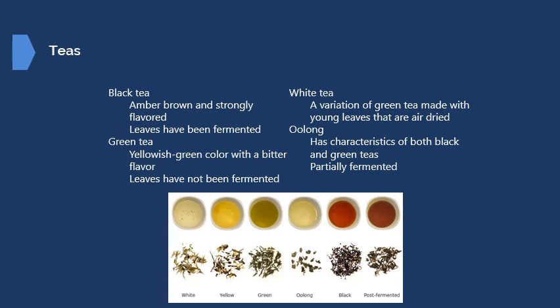There's various different tea qualities, from the black tea that we're very familiar with to green tea, white tea, and something called oolong. The black tea that we're familiar with, one of the most common is orange pekoe, which is what they make things such as Lipton with. It has an amber brown and strongly flavored texture to it.